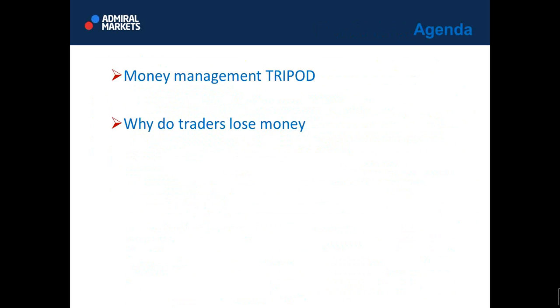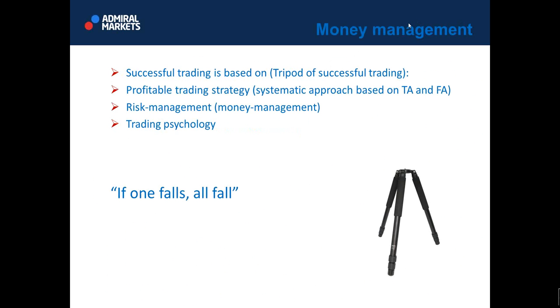Again, I always need to remind you when we are doing psychological webinars, money management, the tripod is of utmost importance. Then we will continue with why do traders lose money. Always remember this for now and forever. Successful trading is based on the tripod of successful trading: a profitable trading strategy, which should include a systematic approach based on technical and fundamental analysis, then proper risk management, and finally, trading psychology. Trading psychology is something you need to work on if you're not sure which path to take, or if you're not sure in yourself. If one of those three legs falls, every single leg will fall apart and the tripod will crumble.